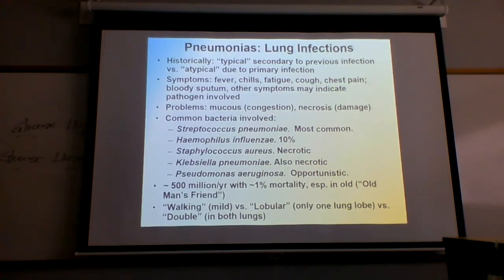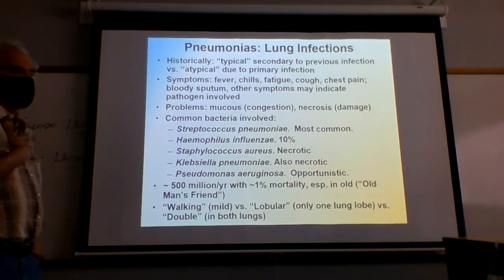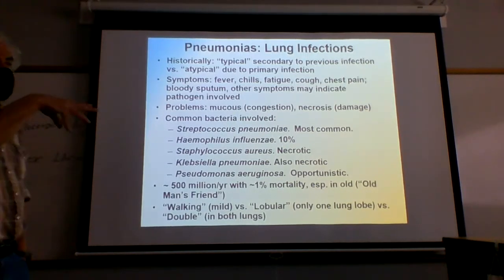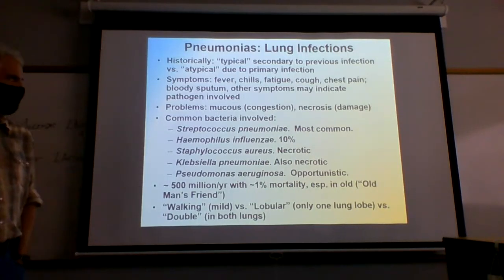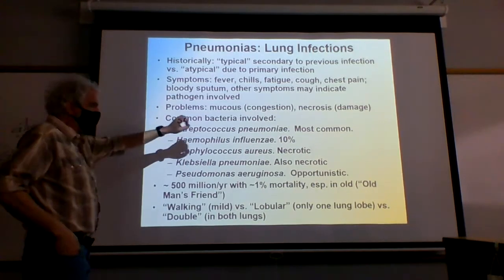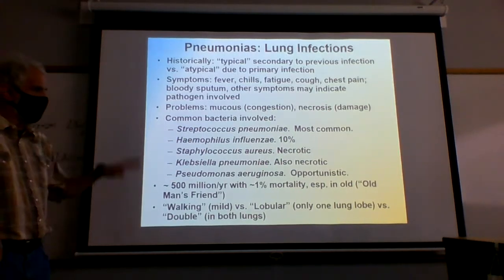So you end up having the sort of standard things you expect from a lung infection. Coughing, chest pain, blood in the sputum, a lot of things that start to indicate that you have a bacteria involved. Mucus begins to build up. You can also start to have damage in the tissues as well. So there are a range of bacteria that cause pneumonia. The Streptococcus pneumoniae is by far the most common.